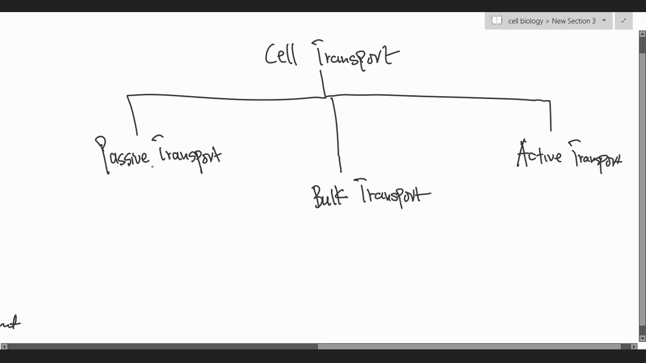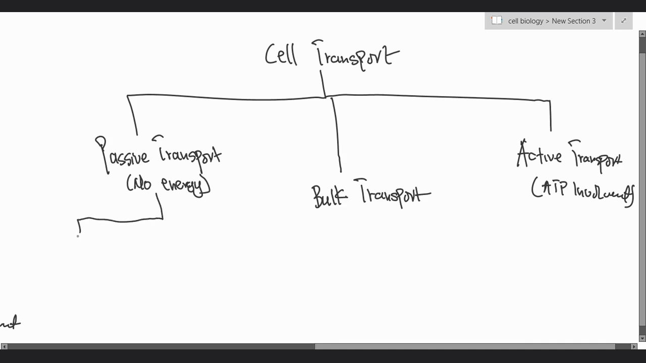Now, the passive transport does not use energy. The main difference between the passive transport and the active transport is that in passive transport, no energy is required. So we don't make use of ATP here, but in active transport, energy is required, so ATP is involved. That's the main difference between passive transport and active transport.